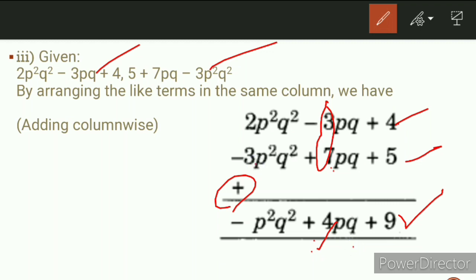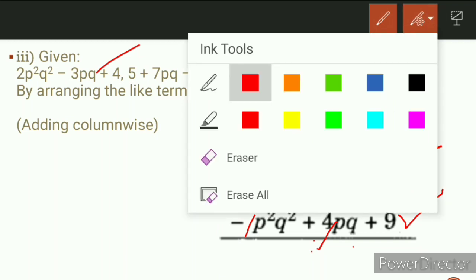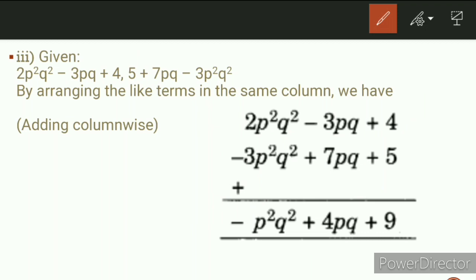Similarly here, 3 and 2. 3 is greater. From 3 we should subtract 2. What do you get? 1. The greater number's sign is minus, so minus 1 p square q square. If the coefficient is 1, we should not mention it. It is not mentioned here, but it is hidden. The numerical 1 is hidden.